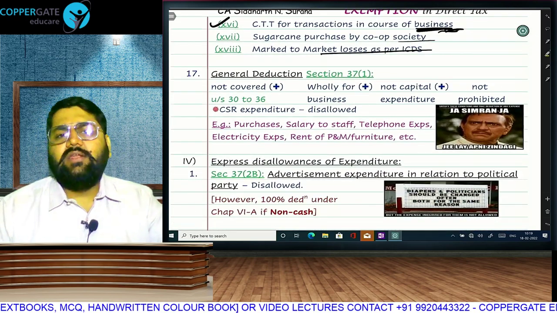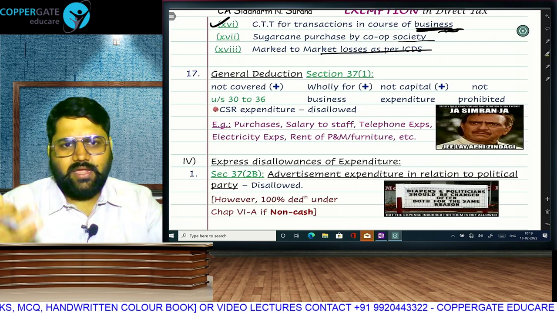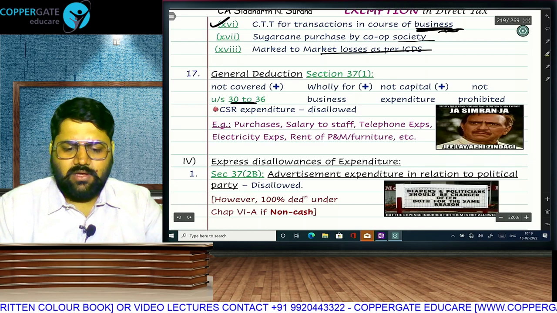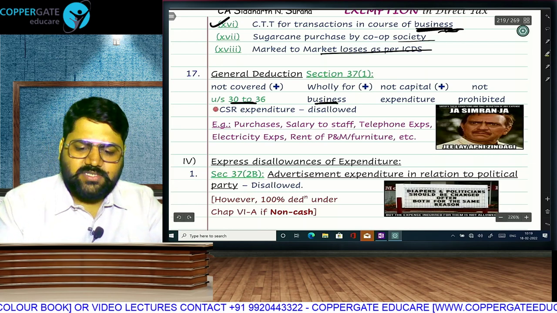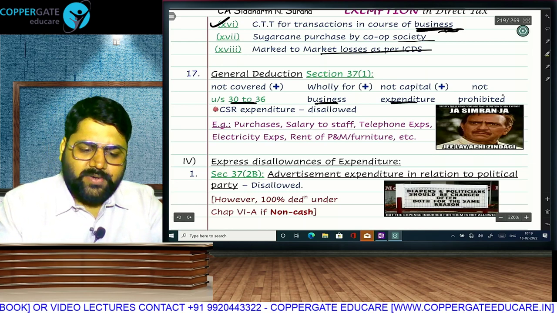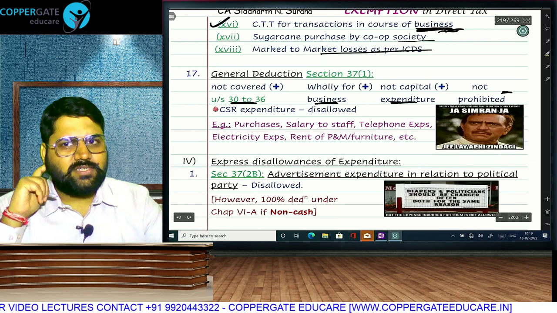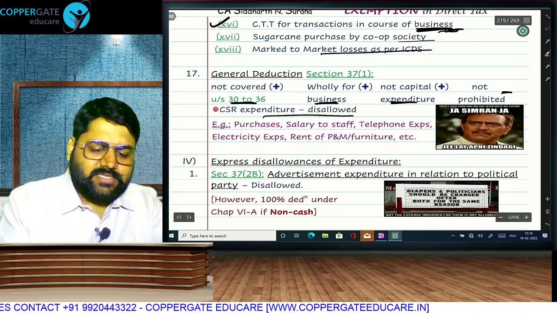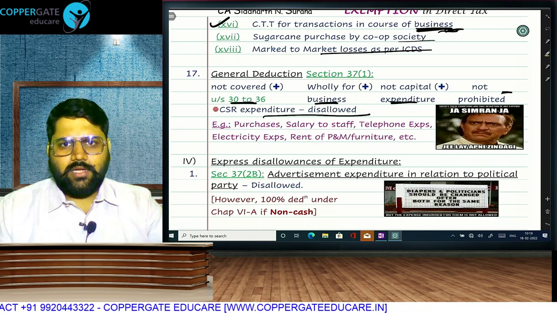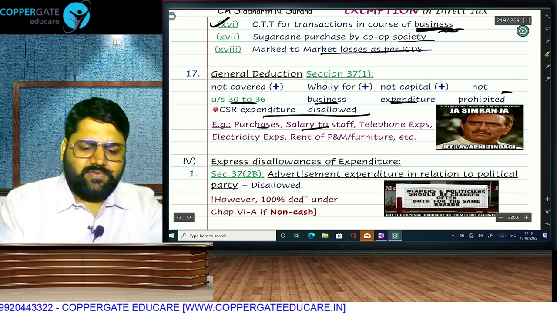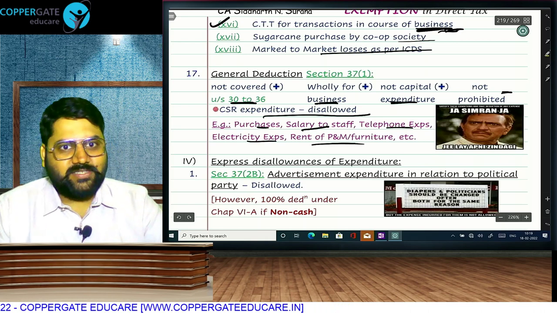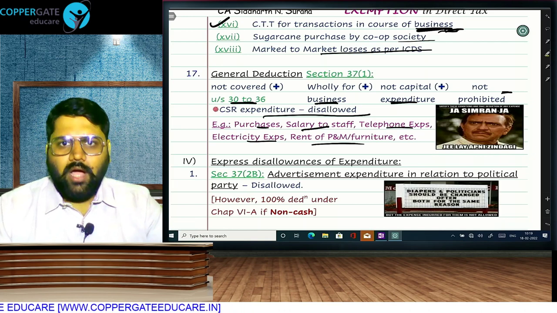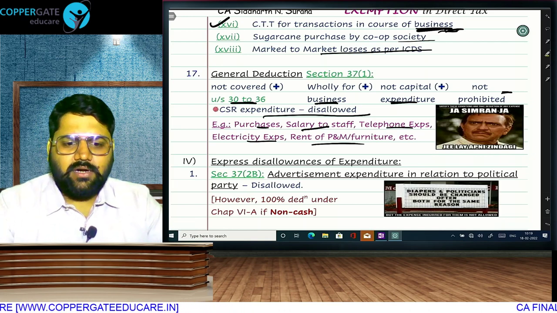Finally, we have a general deduction where we are tired of learning individual deductions. So general deduction, any expense which is not covered in the sections till now, it is incurred wholly for the purpose of business, not capital in nature, not personal in nature, wholly for business means not personal, not prohibited under a law, then it is going to be allowed as a deduction. But any CSR expenditure under Companies Act, not allowed. So purchases, salary to staff, telephone expense, electricity, rent of plant, machinery, furniture, which was not covered under 30 and 31, all these expenses will be allowed as a deduction in the general section 37(1).